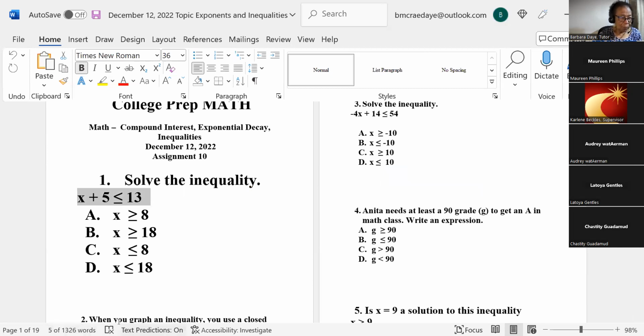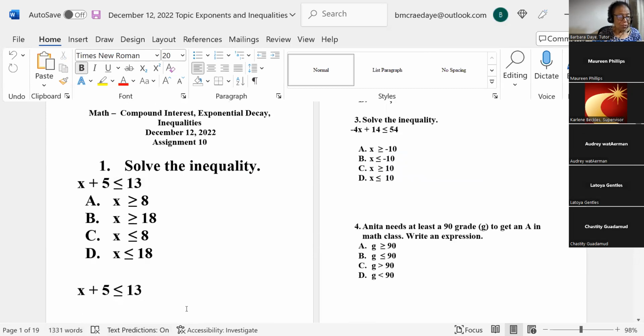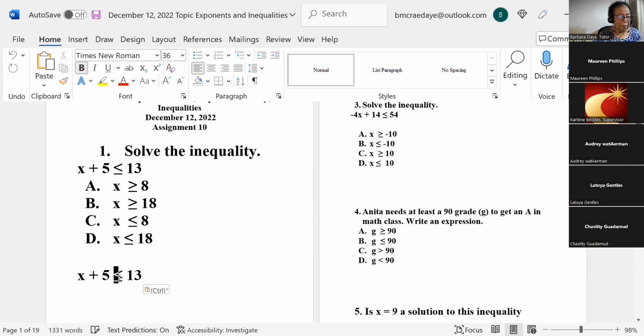That is x plus 5. That is less than, right? That's less than or equal. But I'm just saying, suppose I made this an equal. Let's make that x plus 5 equals 13. How would you solve that, Maureen? Can't recall.